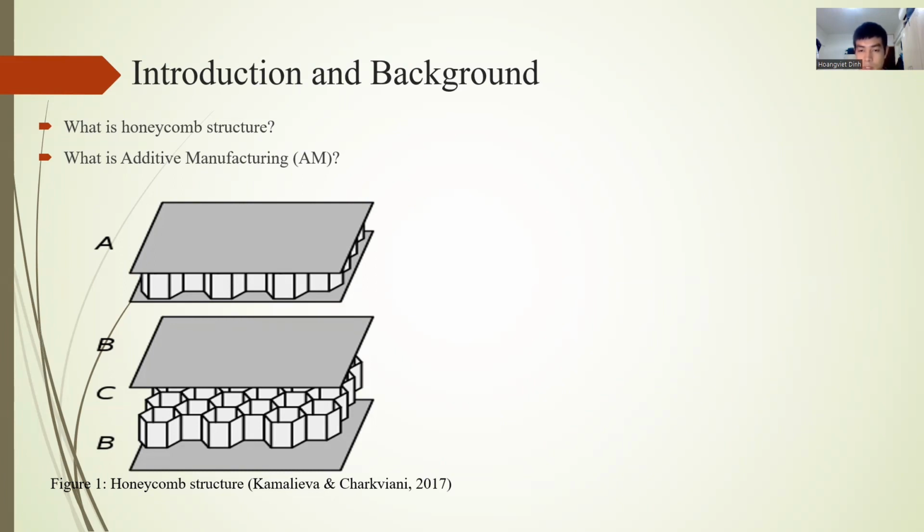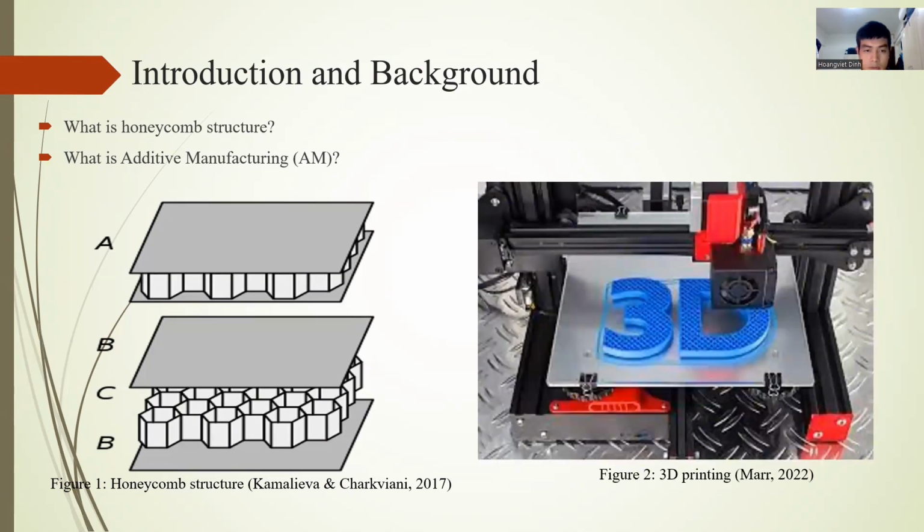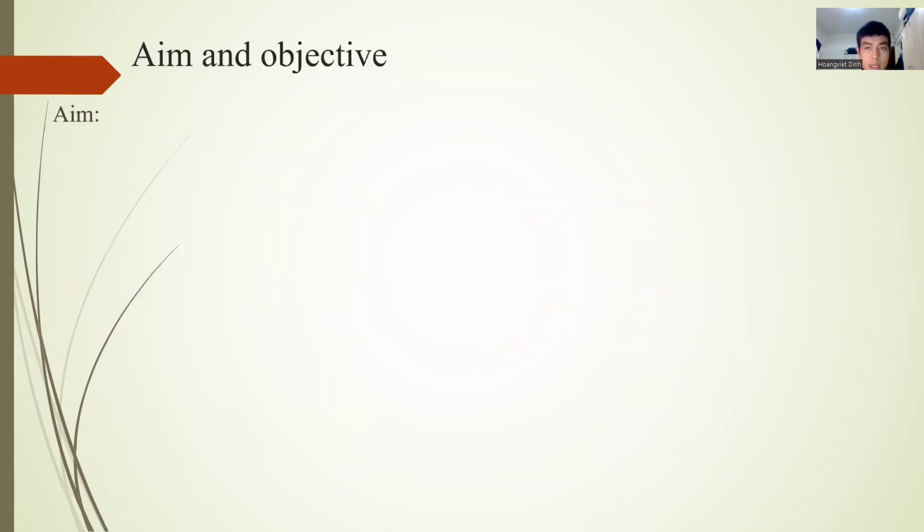This study aimed to investigate the impact of different printing parameters on honeycomb structure through experimental methods. The effect of the printing parameters on the final properties and performance of the printed honeycomb structure will be examined through analysis and evaluation. Figure 2 is the 3D printing machine. And the next slide is aim and objective.